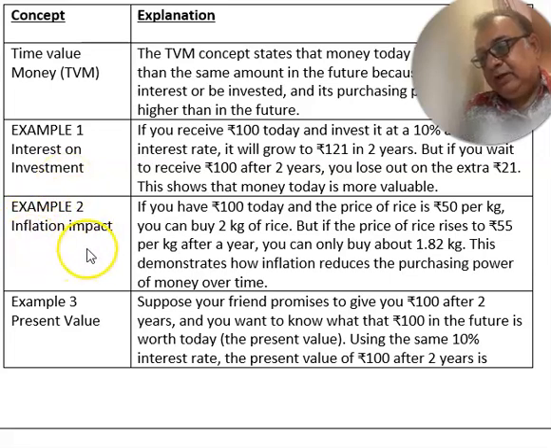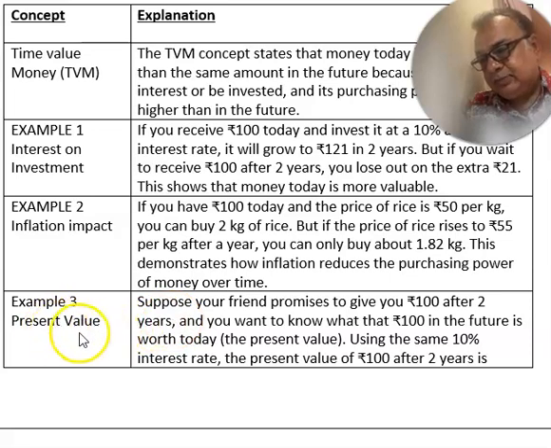Second example is the inflation impact. If you have 100 today and the price of rice is 50 per kg, you can buy 2 kg of rice. But if the price of rice rises to 55 per kg after a year, you can only buy about 1.82 kg of rice. This demonstrates how inflation reduces the purchasing power of money over time. Due to inflation, purchasing power will be reduced.